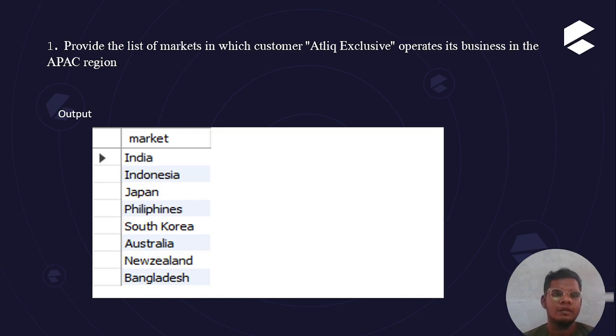Okay, let's start with the first request: provide the list of markets in which customer Atliq Exclusive operates its business in the APAC region. Atliq Exclusive is one of the direct shops of Atliq Hardware, and we need to know where the shops operate in the APAC, the Asia Pacific region.